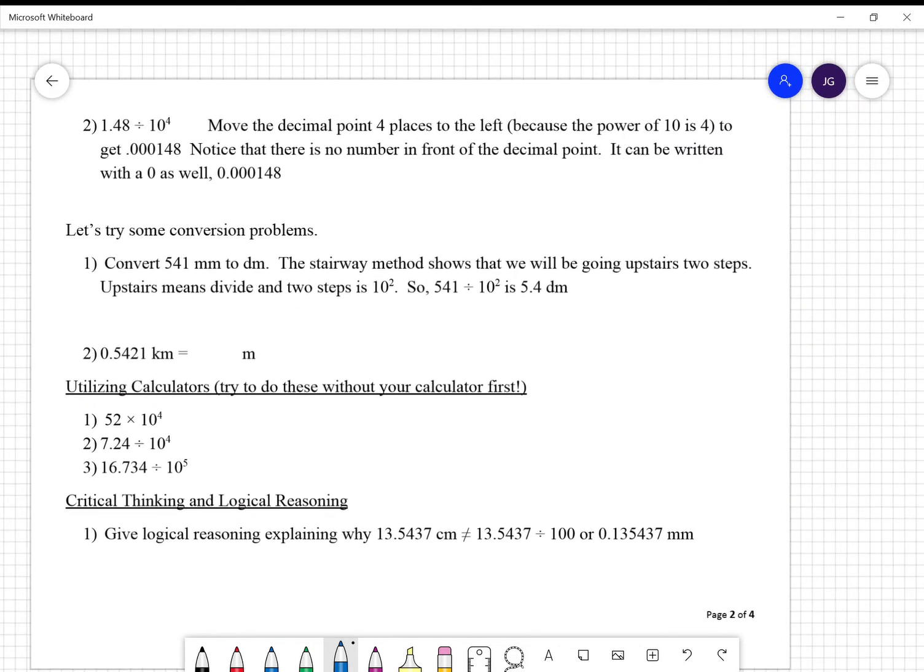Similarly, 1.48 divided by 10 to the fourth, our power is 4, and we're going to go to the left because we're dividing. We're making the number smaller. So 1.48, I move the decimal point 1, 2, 3, 4 places to the left. I have to fill in these empty spaces with zeros. I get 0.000148.